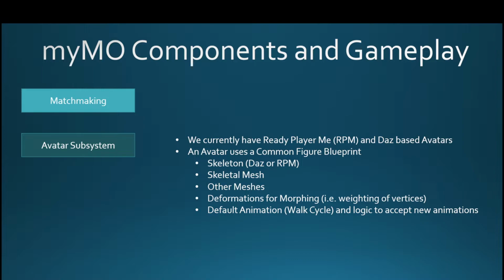We use a default, and it also identifies in the common figure blueprint which default animation to use for a walk cycle. It's also got slots in that for changing animations for things like dances and so on. So it's basically the data structure associated with any character, regardless of the underlying mesh, skeletal mesh, or skeleton that it's using. So this would allow us to add MetaHuman or whatever else to the gameplay by just changing skeletal meshes and skeletons.